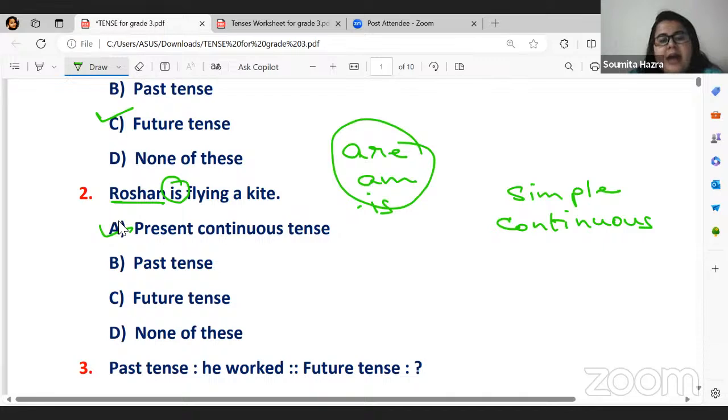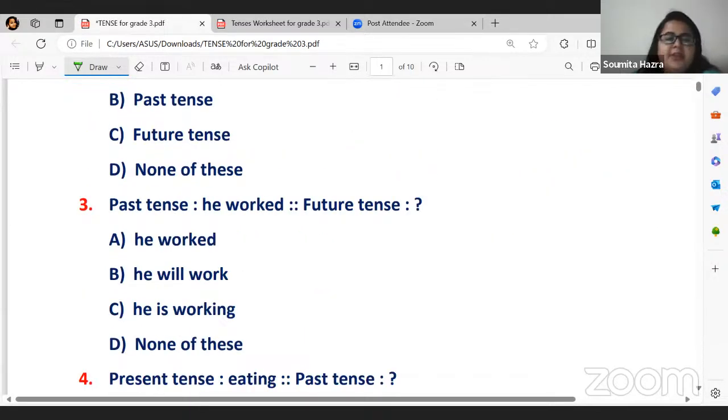And of course, this ing word helps you to understand that this is a continuous tense. The be verb, the helping verb, will help you to understand it is present, past, or future. The ing verb will help you to understand that this is written in continuous tense. So the first one is present continuous. Next one, number 3.